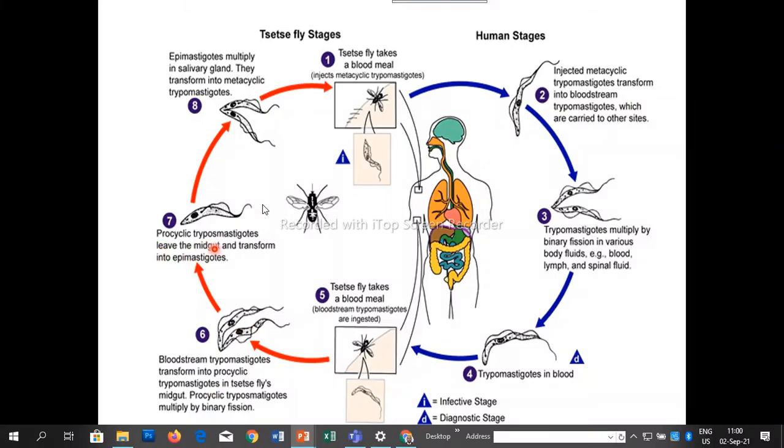This epimastigote now will need again to multiply and migrate to the salivary gland of the fly and transform into a metacyclic trypomastigote in the salivary gland of the tsetse fly, or Glossina palpalis. So now, once it is in the salivary gland of the tsetse fly, the metacyclic trypomastigote can be injected into a human being once there is another blood meal. That's how the life cycle occurs for this parasite.